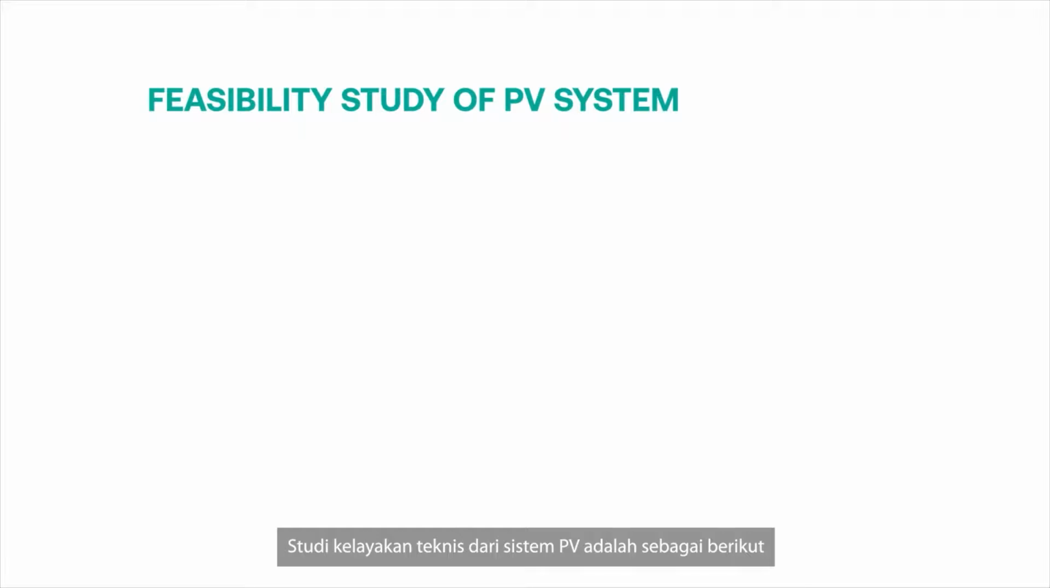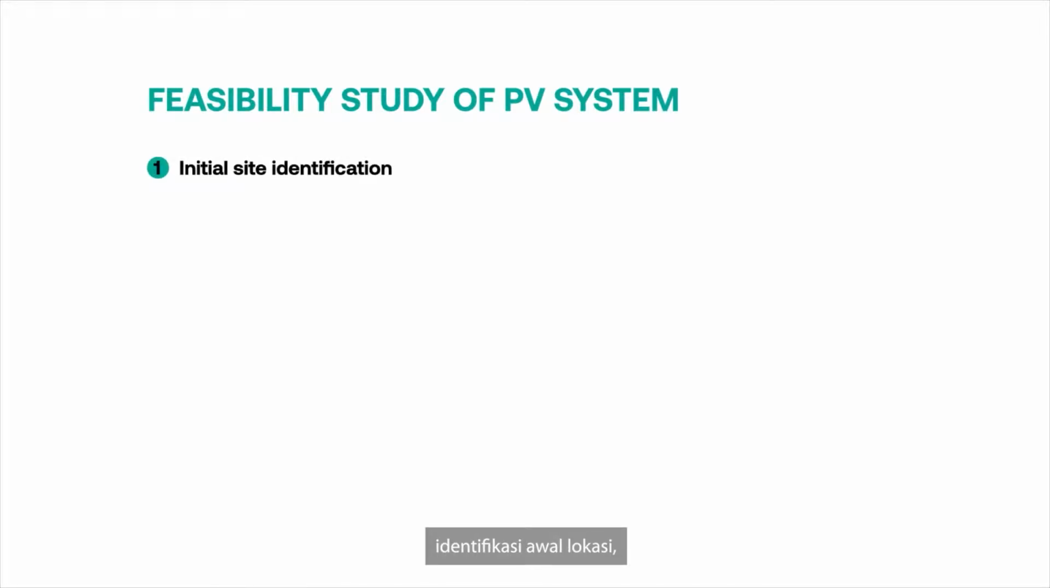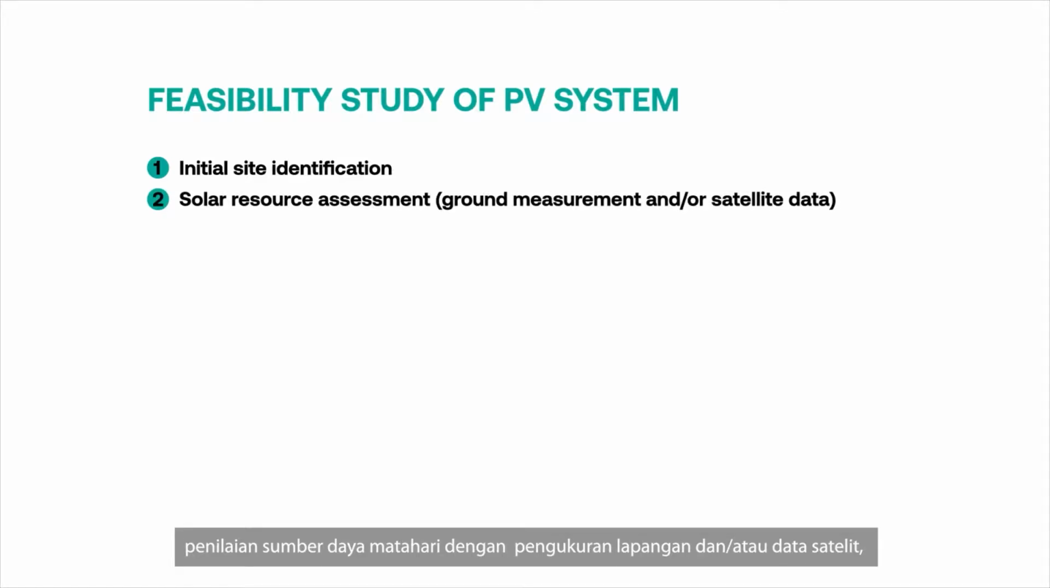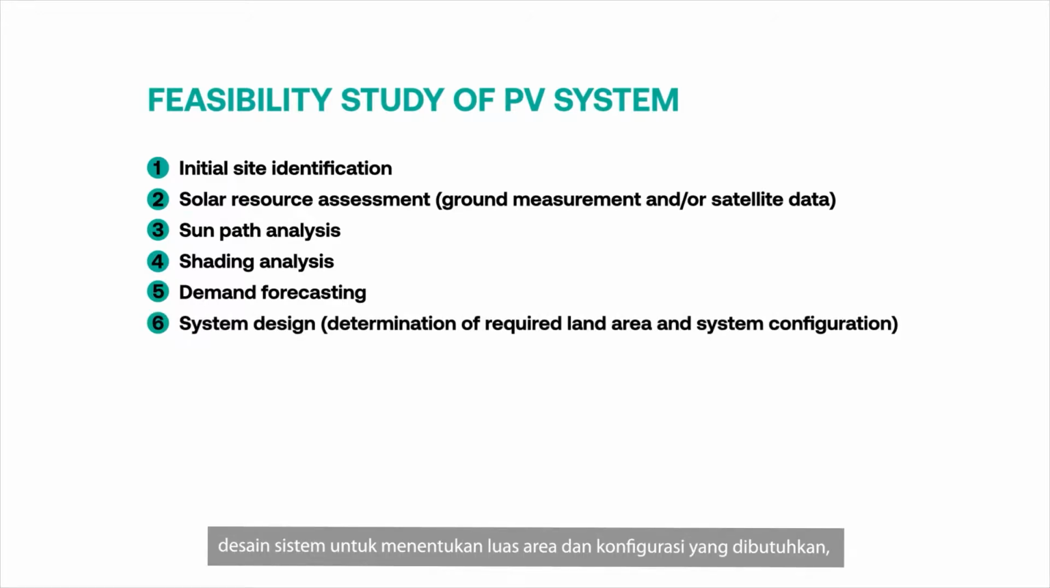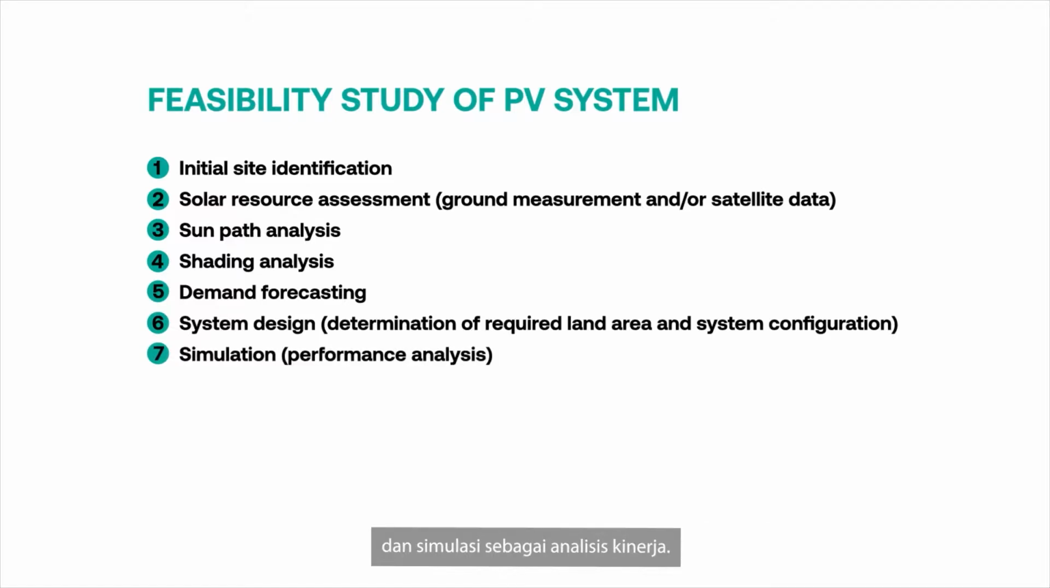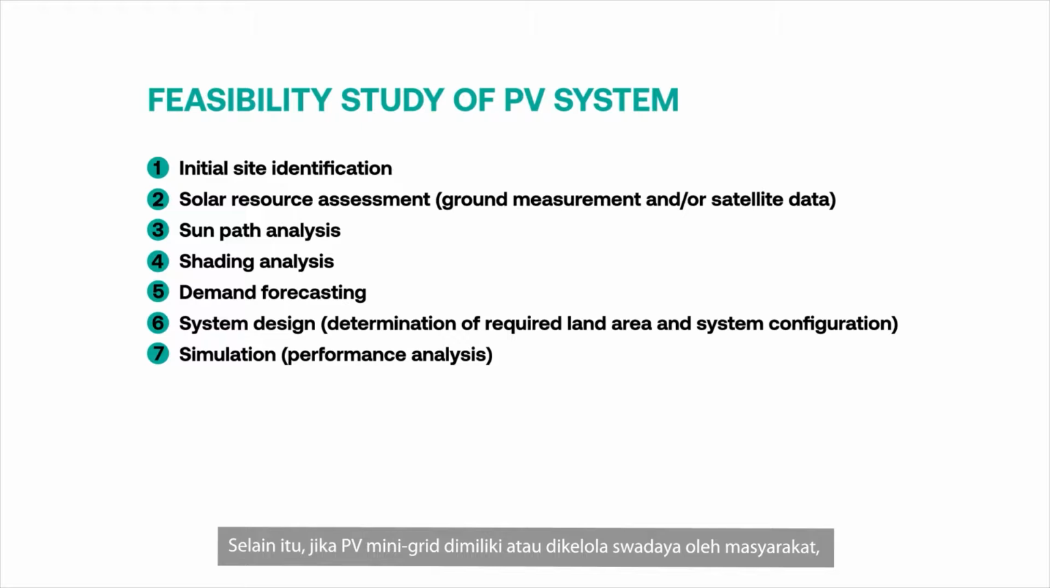Technical feasibility study of PV system is as follows. Initial site identification, solar resource assessment with ground measurement and/or satellite data, sun path analysis, shading analysis, demand forecasting, system design to determine required land area and system configuration, and simulation as performance analysis. In addition to the previous steps, in case of community-owned or operated PV mini-grid, the following feasibility studies must be performed.